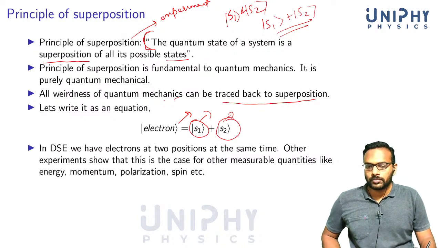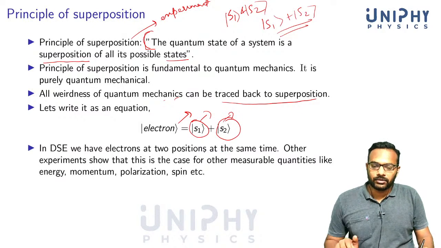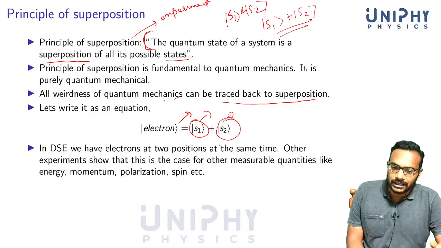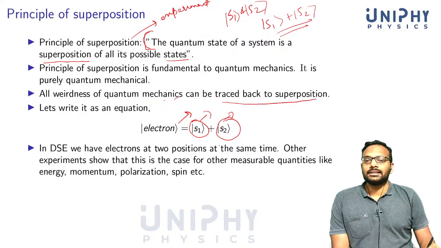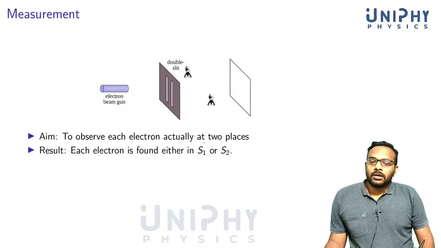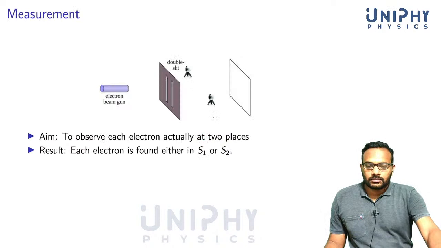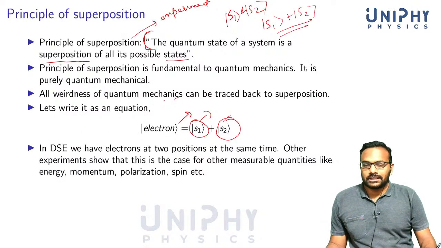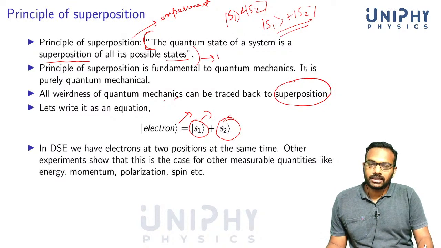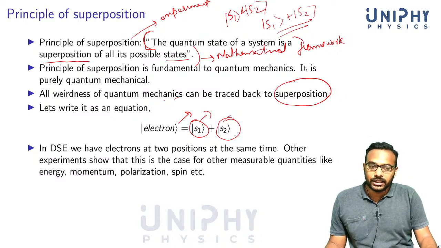So, in the double slit experiment, we have electrons at two positions at the same time, and other experiments show that this is the case for other measurable quantities like energy, momentum, polarization, spin, etc. Now, we said that the principle of superposition is one thing that's forced upon us by nature. So when we construct the mathematical framework, it has to include this fact.